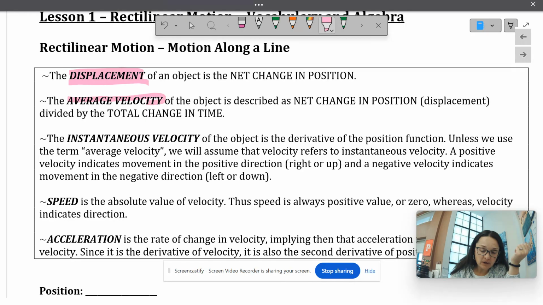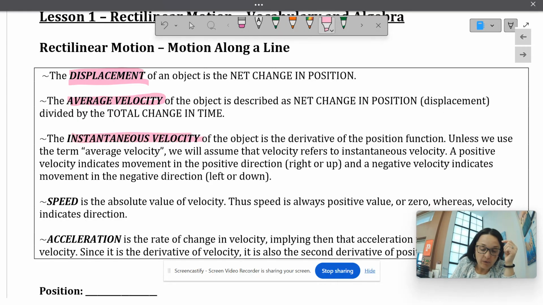Average velocity, that's your change in position divided by your change in time, your displacement over time. Your average velocity is like if I go from Rochester to Boston, it's about 300 miles. And if I drive to Boston in 6 hours, 300 divided by 6 is 50 miles per hour. That would be my average velocity.